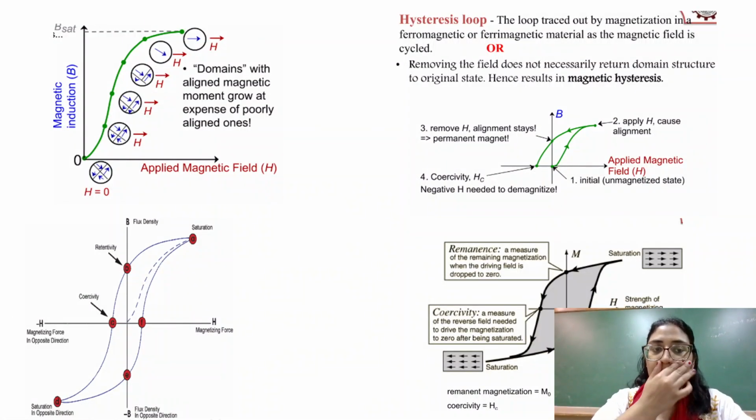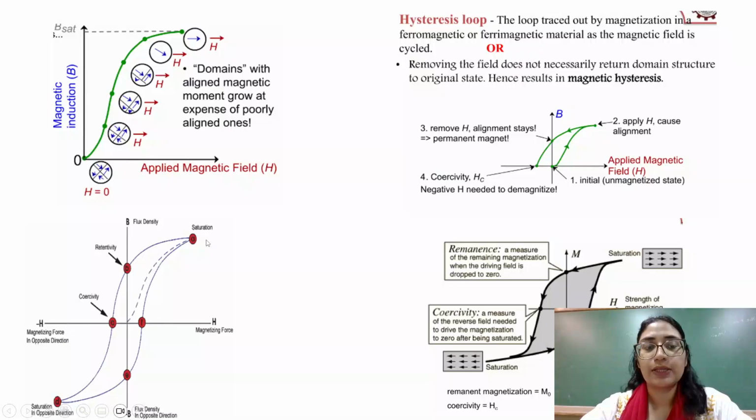Here in this illustration, as you can see, when the magnetic field is zero, your magnetic moments are not aligned. But as you increase the magnetic field, they align themselves, and the domains with aligned magnetic moments grow at the expense of poorly aligned ones. So as we increase the magnetic field, they align themselves in the direction of the magnetic field. And you can also see the saturation: when you apply the magnetic field, they saturate and align themselves in the preferred direction.